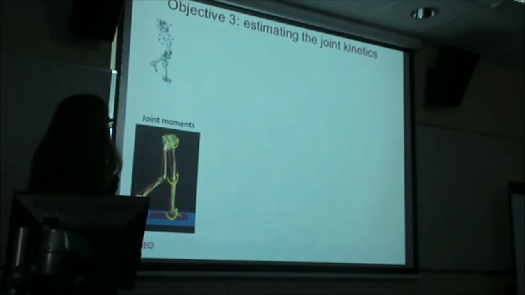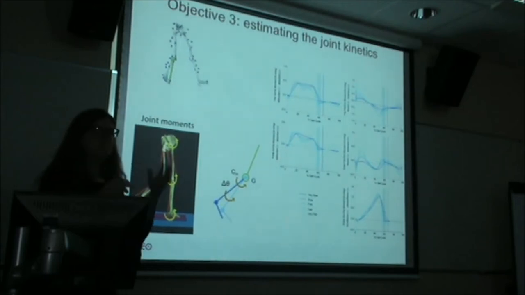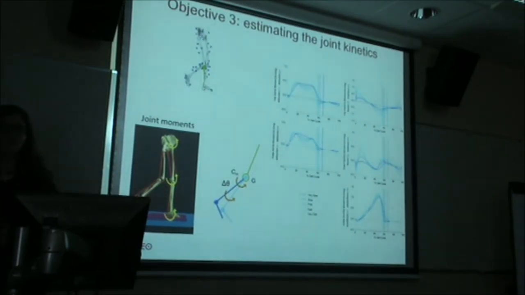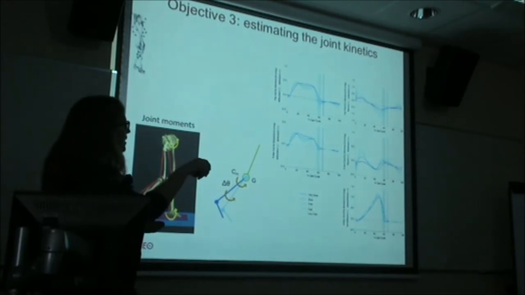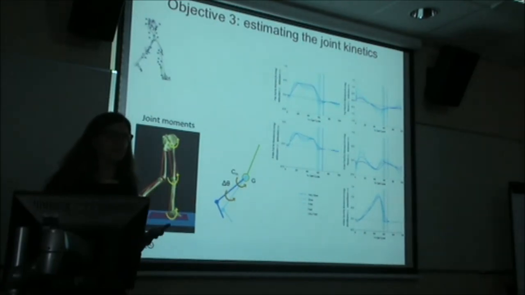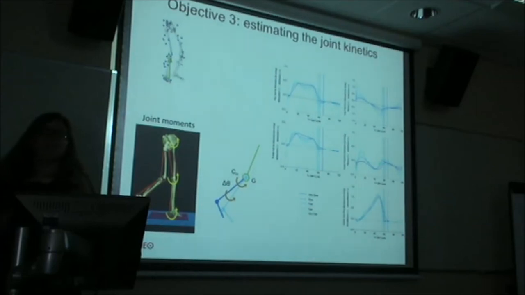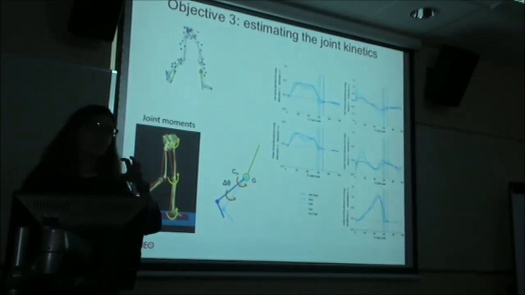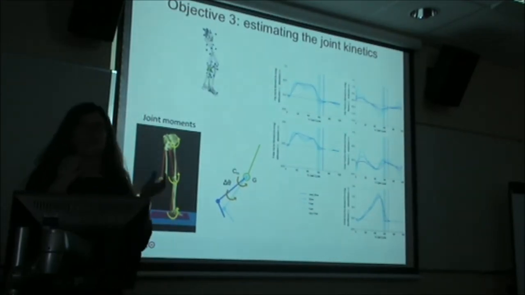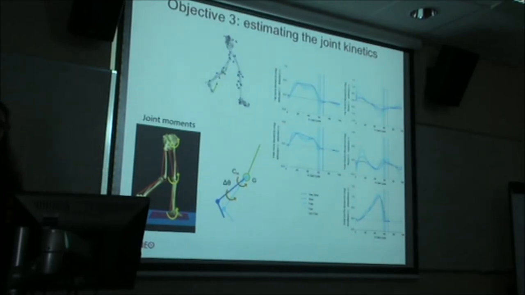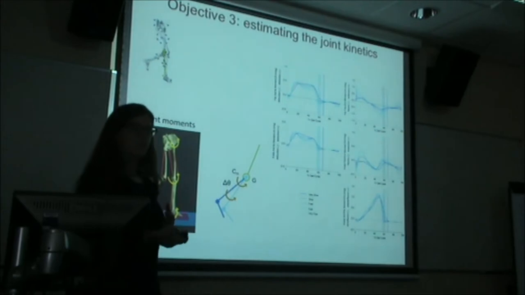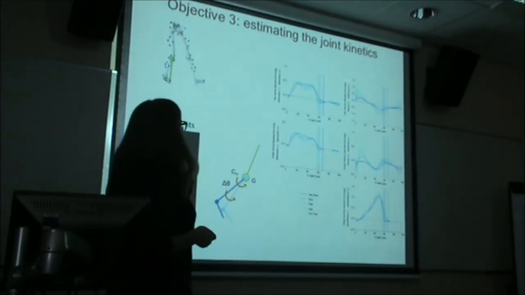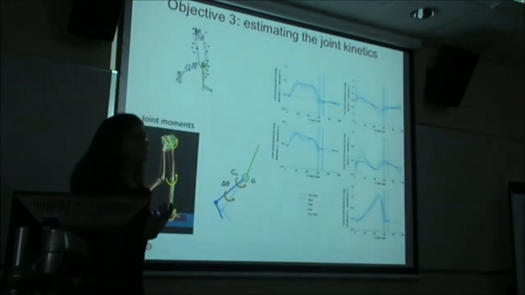So again, we use some mechanical description of the phenomenon, and what we obtain is another series of graphs that are able to tell us whether we are, for example, using the flexor muscles rather than the extensor muscles around a certain joint in order to be able to keep walking, to keep moving. So this is what I would call the third objective.